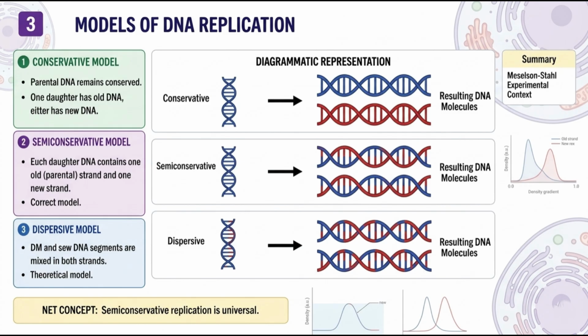Among these models, semi-conservative replication was later proven experimentally by Meselson and Stahl. The dispersive model remained only theoretical and is not observed in normal cellular replication. However, some specialized recombination-dependent mechanisms may resemble conservative replication in certain organisms.